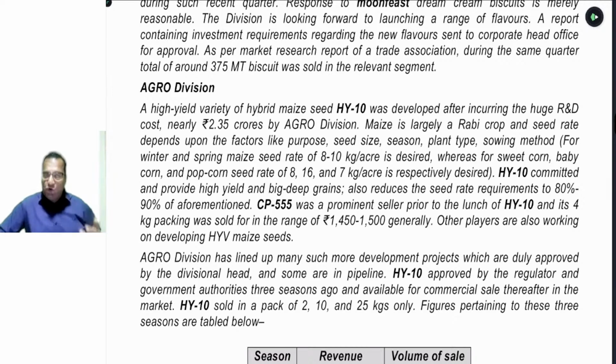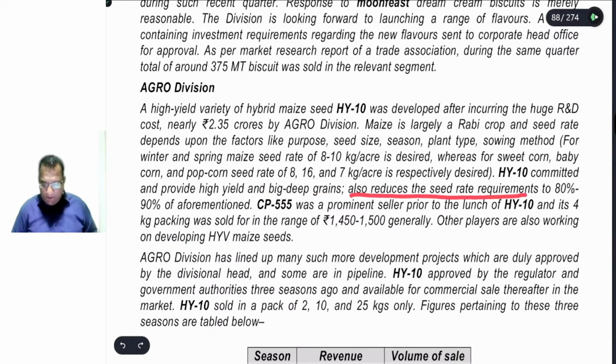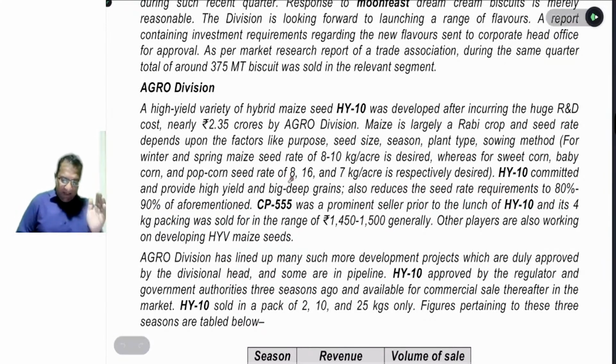वाइल जो स्वीट कॉर्न है, बेबी कॉर्न है या पॉपकॉर्न है, वो 8 kg, 16 kg and 7 kg per acre respectively लगता है, लेकिन our product HY10 committed and provide high yield and big deep grain also reduces the feed requirement to 80 to 90% of aforementioned. तो ऊपर आपने बोला अगर आप नीच फीड ग्रो कर रहे हैं तो दैट रिक्वायर 8 to 10 kg of feeds per acre. लेकिन if the farmer take our product HY10, the feed requirement are almost reduced to 80 to 90%.